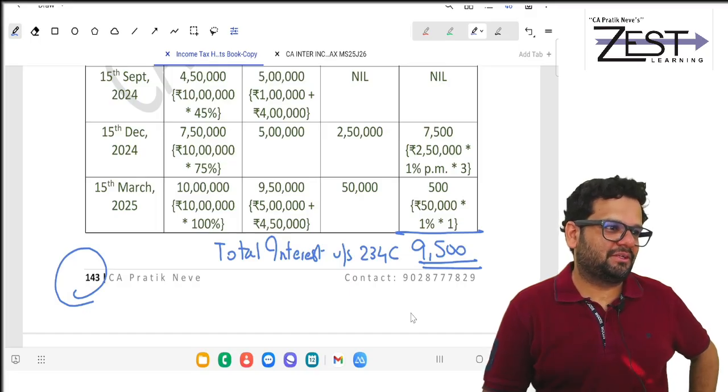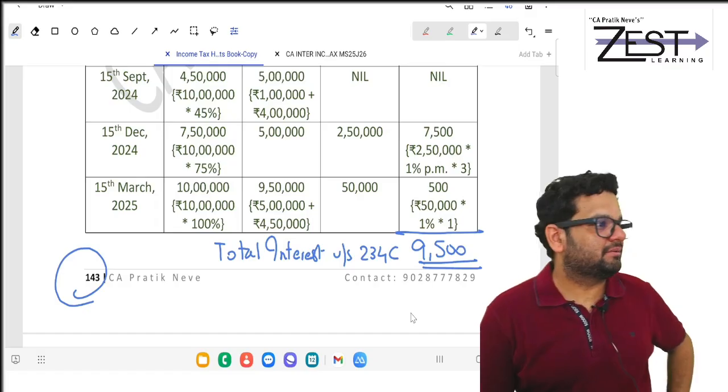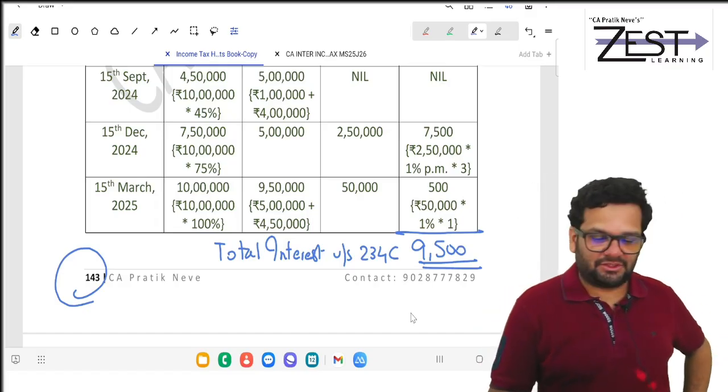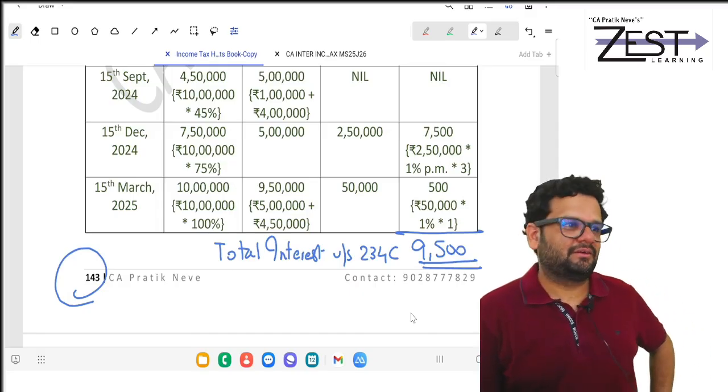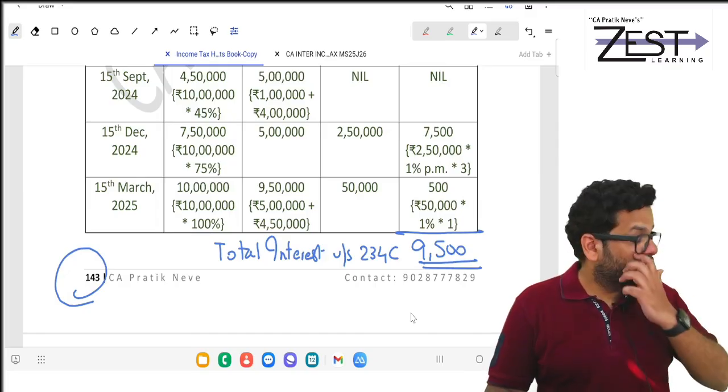June, September, December, March. 15, 45, 75, 100. Cumulative figures.